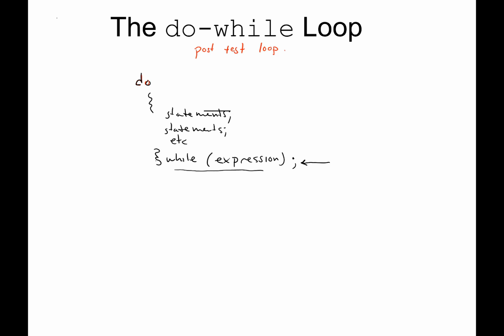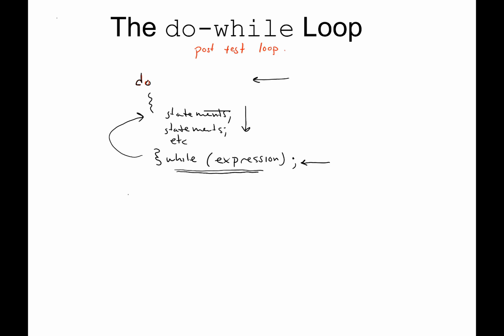Basically what this is going to do is it's going to come in, so let's say we're right here in the code. It's going to go directly into the loop and execute these statements. That's what it means by a post-test loop. It's going to execute everything within the loop before it tests your expression. Then it's going to test your expression. If your expression is false, it's just going to exit the loop and keep going. If your expression is true, it will go back up here, run your statements again, and then test the condition again.